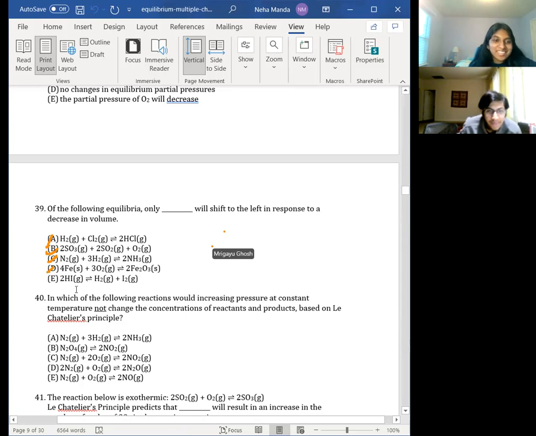Wait, this one is 2 on the left, 2 on the right. Okay, well, we just eliminated all of them. Maybe I think B might have been a typo. Oh, really? If that was like that, yeah, that would make sense. I think the equilibrium would have been B then. Okay, yeah. 39, B.